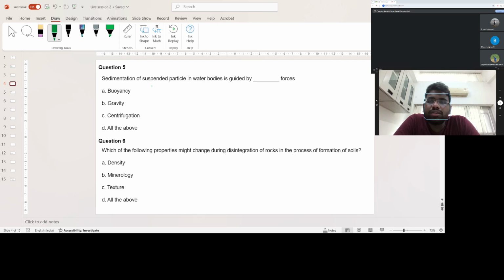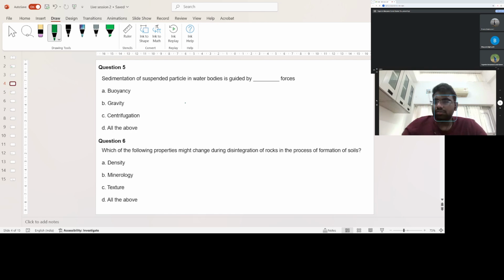But buoyancy is the reason for floating, right? Not settling, no? Whatever the reason for floating may also be a reason, but gravity is a common reason for anything going to the surface of Earth. Here I see the more relevant is buoyancy, as I said these questions may contain multiple answers also. So buoyancy and gravity both, but not the centrifugation.